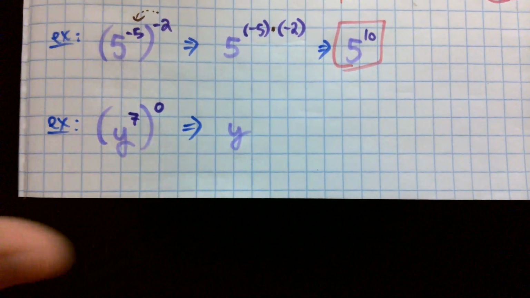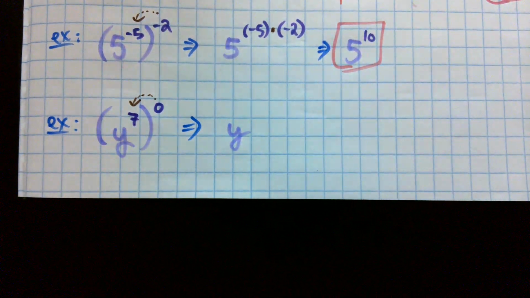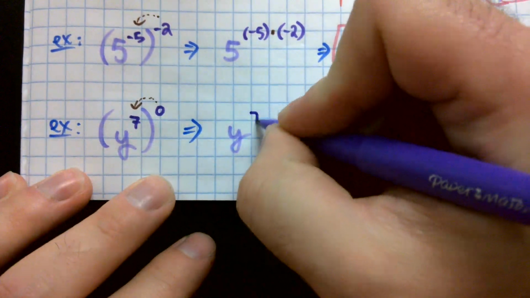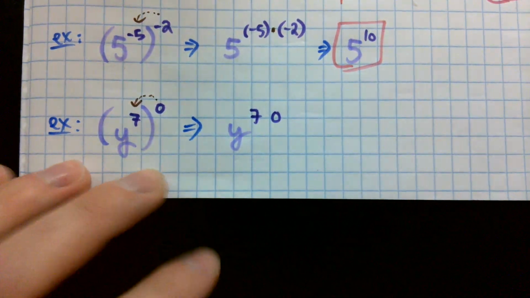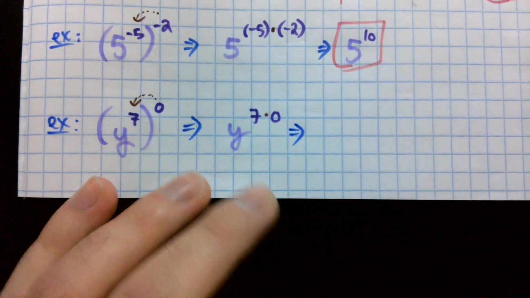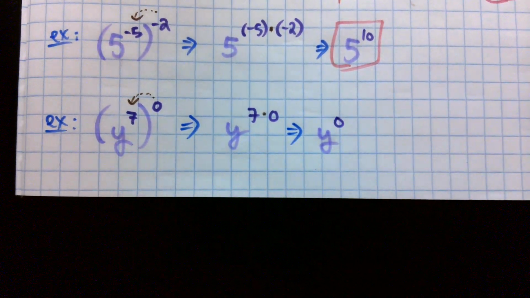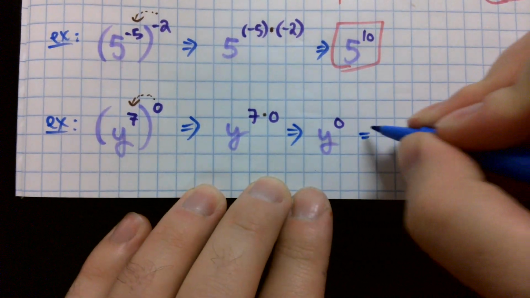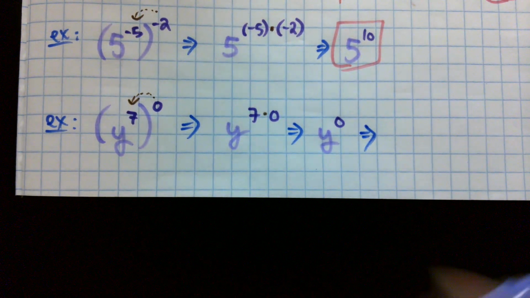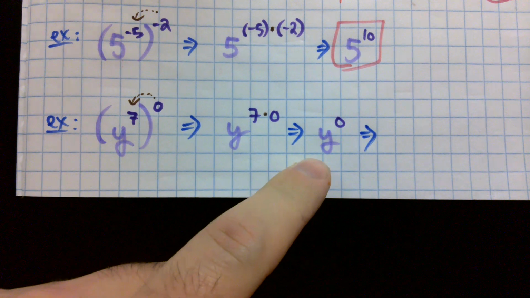All we have to do is multiply what times what? 7 times 0. That's just 0, right? Anything times 0 is 0. So we get y to the power of 0, which is equal to, everybody show me on your hands, what is y to the power of 0 going to be equal to? 1, exactly right.